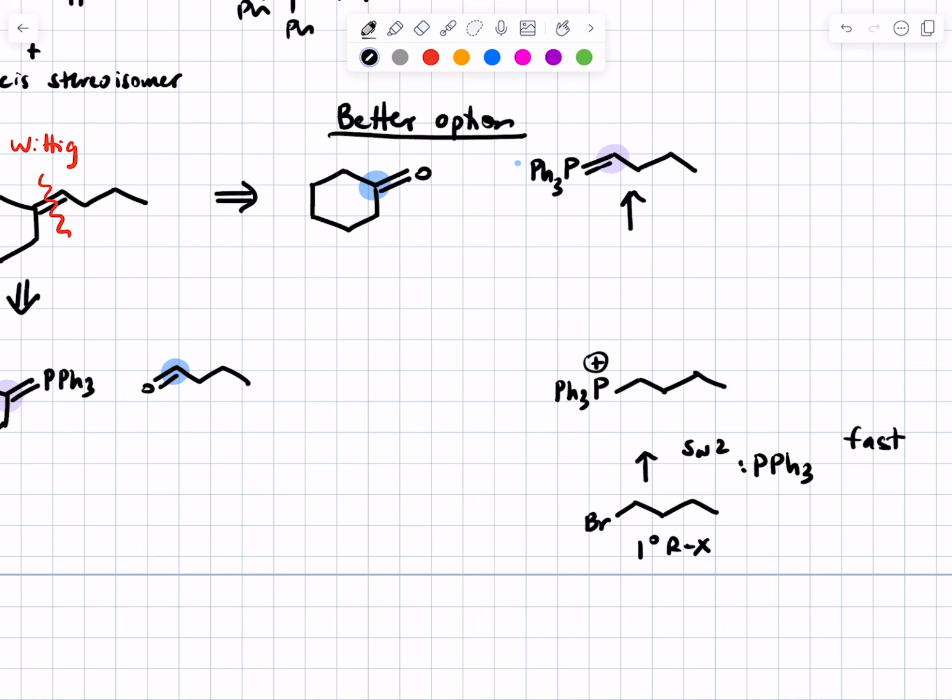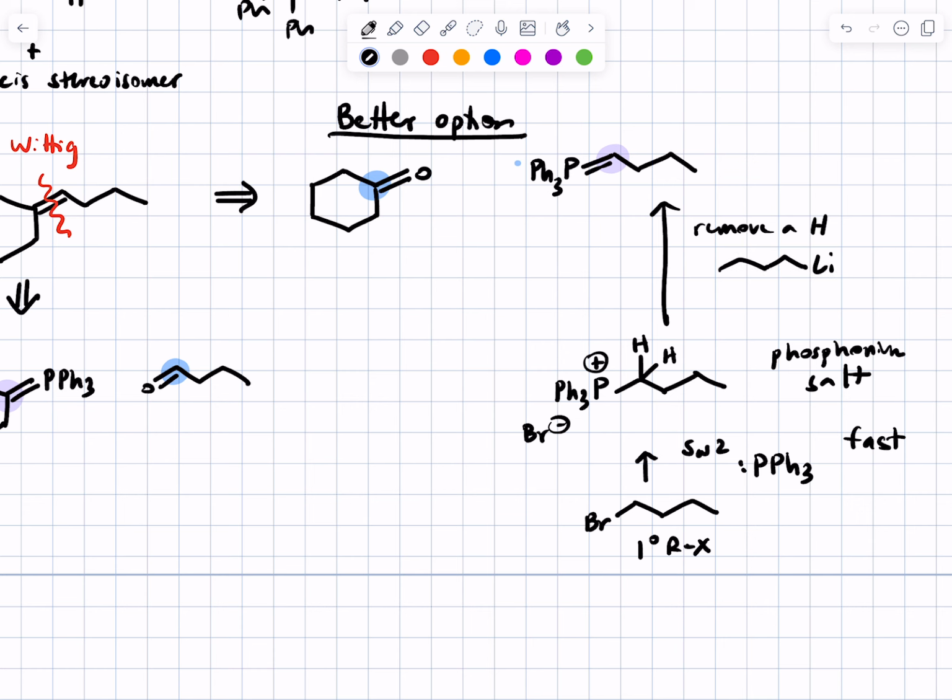It has a positively charged phosphorus. This is called a phosphonium salt. And then, to make the Wittig reagent, you simply have to remove a proton. You've got 2 protons on that carbon that's bonded to the phosphorus. We're going to remove a proton using a really strong base, and the common base to use is called n-butyllithium. You need a base that's strong enough to remove an sp3 hybridized carbon-hydrogen bond.